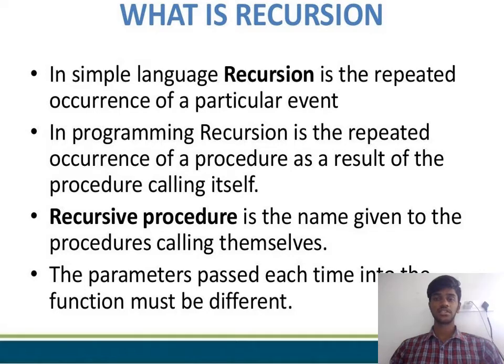In simple language, recursion is the repeated occurrence of a particular event. In programming, recursion is the repeated occurrence of a procedure as a result of the procedure calling itself. Recursive procedure is the name given to the procedures calling themselves. The parameters passed each time into the function must be different.